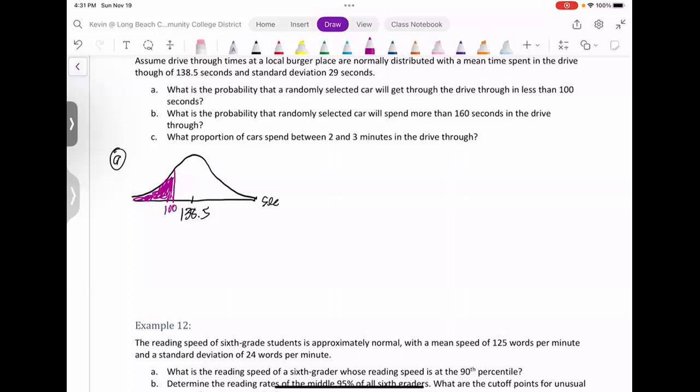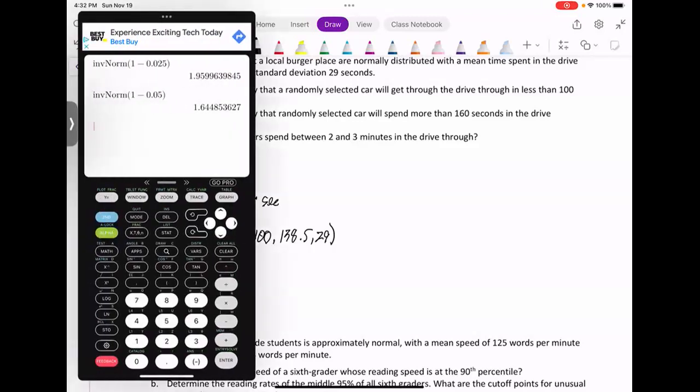Well, this is going to be normal CDF. But now it's a little bit different. So I'm going from negative 999, big number, negative infinity, to 100. And this time, I have to include the mean and the standard deviation, which is 29 seconds. If you have a TI-84, the interface, the top one will say lower, and that'll be negative 99999. Then the upper is going to be the 100. And then the mean should be 138.5 now. And the standard deviation should be 29.